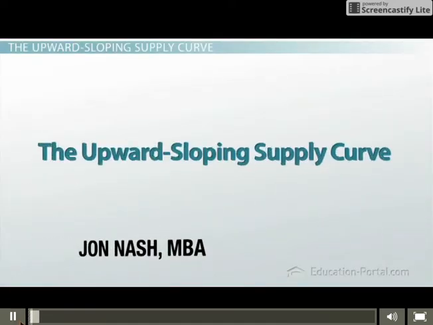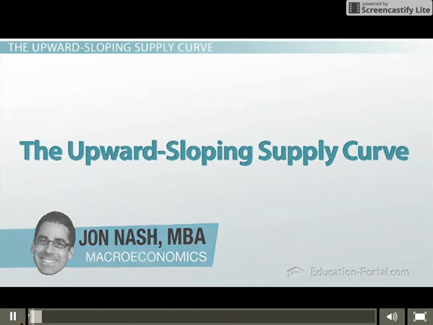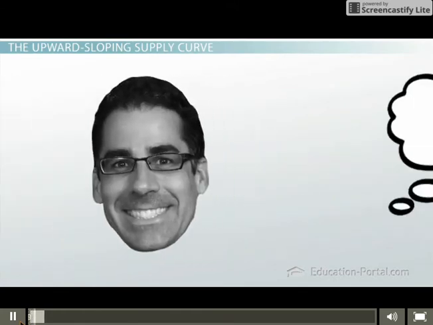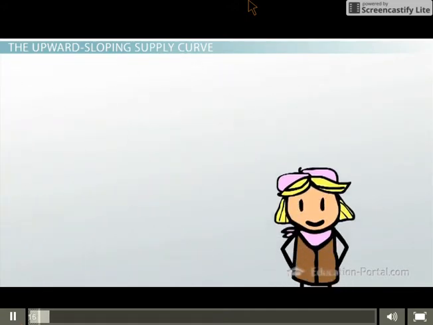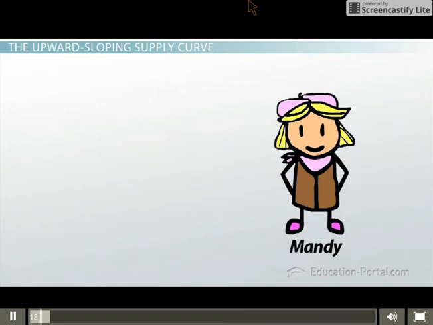We're talking about the upward sloping supply curve. And in order to do so, let's use cake as an example, since that's exactly what I'm wishing I was eating right at this moment. Imagine that your next door neighbor, Mandy, is a cake boss.